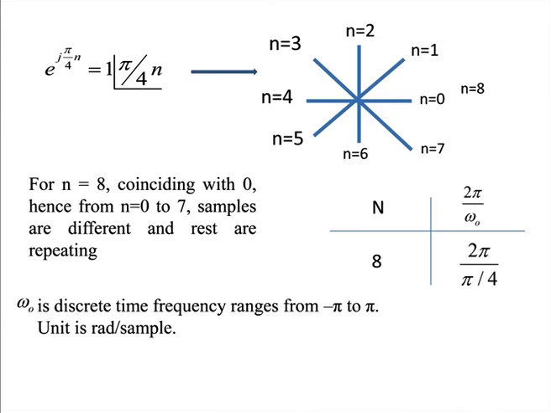In the same way, in the slide, e to the power j pi by 4 n, here omega is equal to pi by 4. So, N will be equal to 8. Now the whole 2 pi will be divided into 8 with the angle pi by 4. So, n equal to 0, then 1, 2, 3, 4, 5, 6, 7, and again n equal to 8 will have the same value as n equal to 0. Over here omega naught is a discrete time frequency, and over there in the continuous time signal the range was minus infinity to plus infinity. Here the range of the frequency is minus pi to plus pi, and the unit is radian per sample.